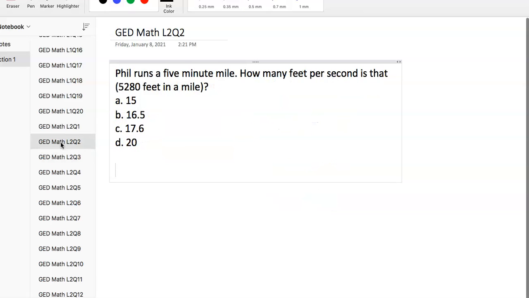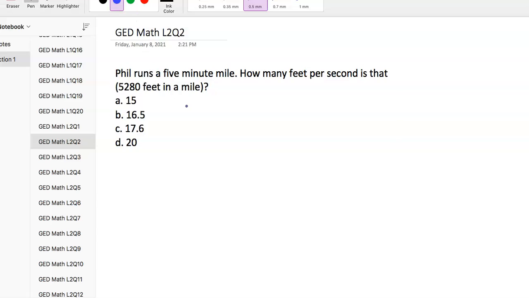Perfect. Moving on, Q2. Phil runs a 5-minute mile. How many feet per second? Okay, so we've got 5,280 feet. This is also distance equals rate times time. That's the distance, right? 5,280 feet is distance. And they give us time, so they give it to us as a 5-minute mile. So 5 minutes is the time.